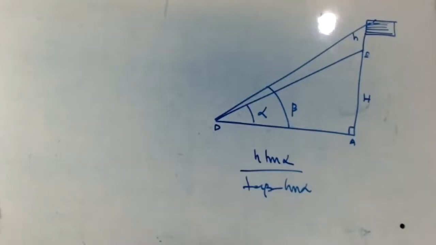Such that the angles of elevation of the bottom B and top C of the flagstaff at D are alpha and beta. Then let AB be equal to H, capital H. Up to here, finished or not? This note you have to write, okay?